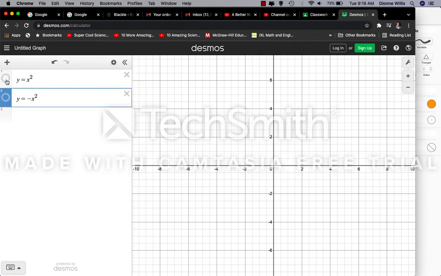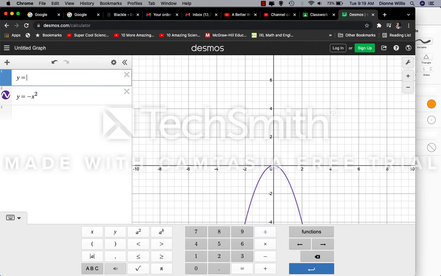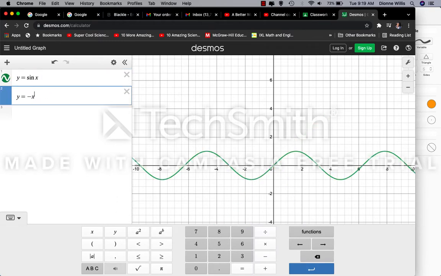Let's see what happens if we try the same thing on a different function like y equals x squared. Notice when I throw the negative in front of it, it reflects over the x-axis. So this is something that we can feel comfortable will always happen. Here's a function I like to use that we're not familiar with yet. It's the sine function. You'll notice that the same thing happens with the sine function.